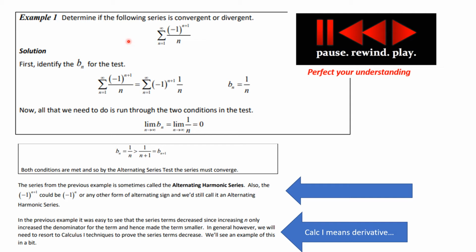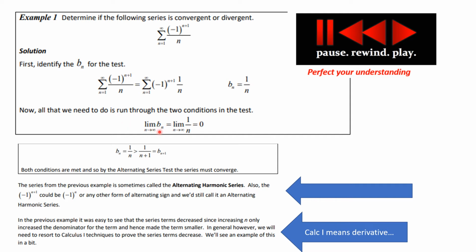So let's solve this problem. First we identify b sub n, and b sub n is 1 over n. Again, the sign is separately structured. So this is the same thing as this, and that is b sub n. So it is an alternating series, so now all we need to do is run through the two conditions.